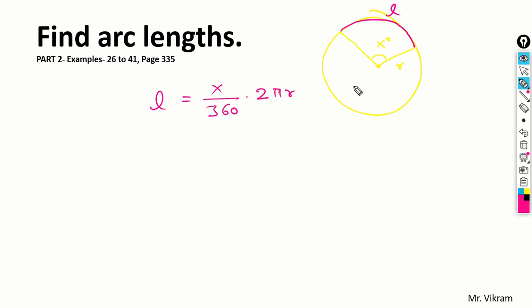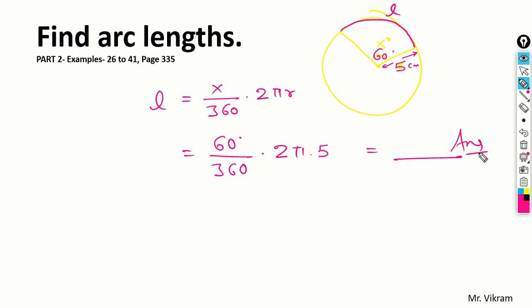For example, if this angle is 60 degrees, then you put x equals 60 degrees, divide by 360, multiply by 2 pi, and let's say the radius is 5 centimeters, from here to here. So multiply with 5. You can solve this and you will get your arc length as the answer. This is the formula which you need to remember to find the arc length when you have the angle and radius is given. Now let's check the question from example 26.